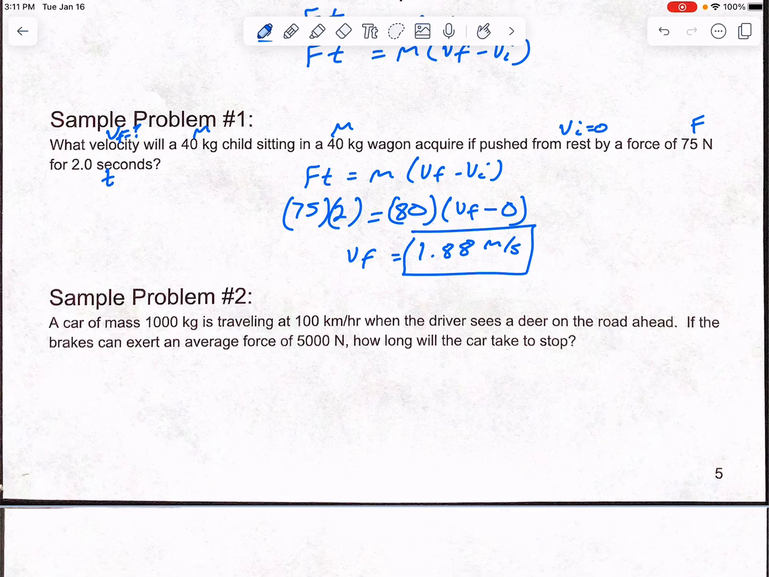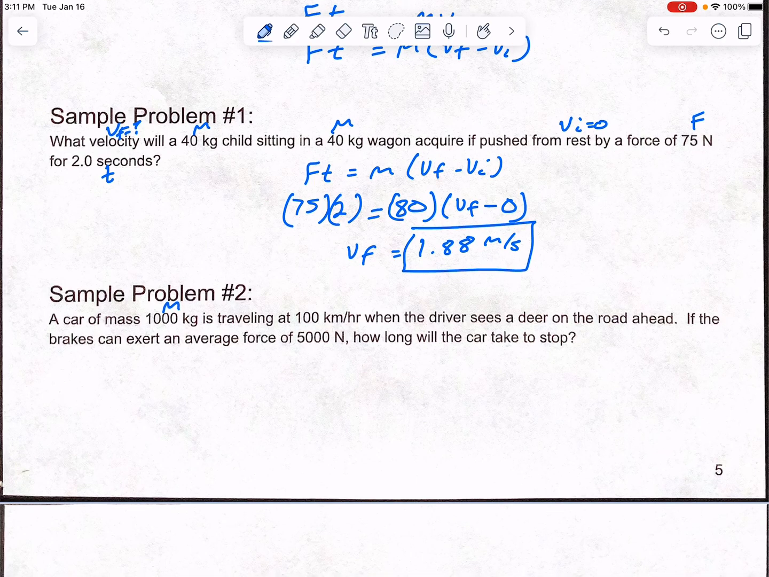Number 8: a car with a mass of 1,000 kilograms, there's your mass, is traveling at 100 kilometers per hour. We can't have that velocity, so we have to convert it to meters per second: divide by 3.6, and you get a velocity of 27.8 meters per second. Make sure you fix that. When the driver sees a deer on the road, if the brakes can exert an average force of 5,000 newtons, how long will it take to stop?